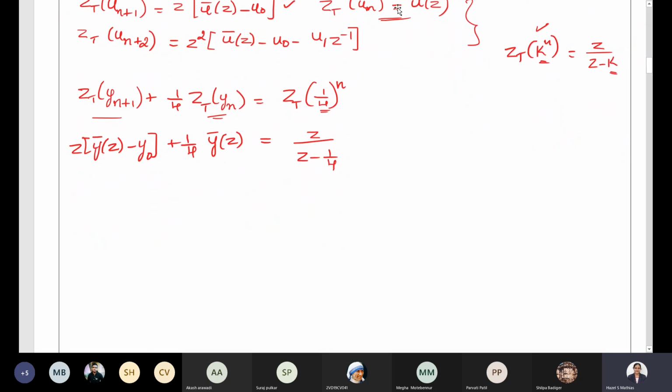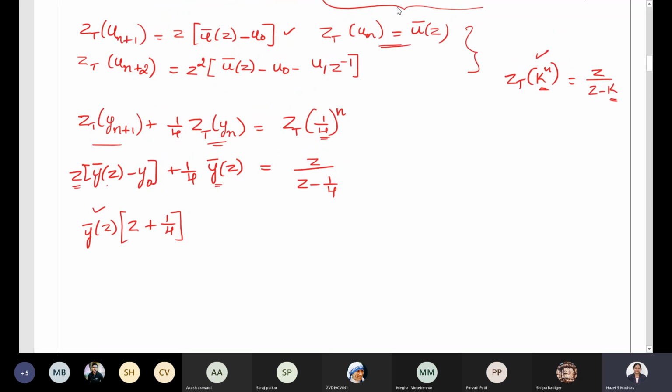Next step, we collect the coefficients of y bar of z. What are the coefficients of y bar of z? Here it is z, and then here also we have the coefficient of y bar of z, that is 1/4. So we get y bar of z times (z + 1/4). This is after collecting the coefficients of y bar of z.